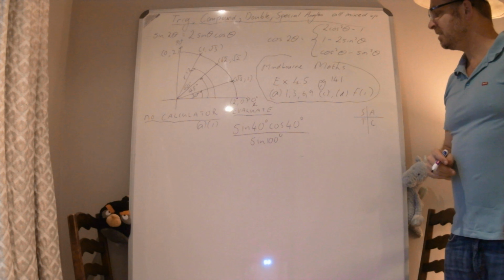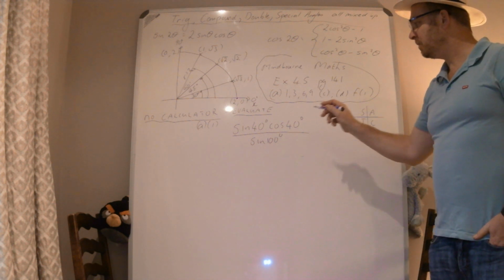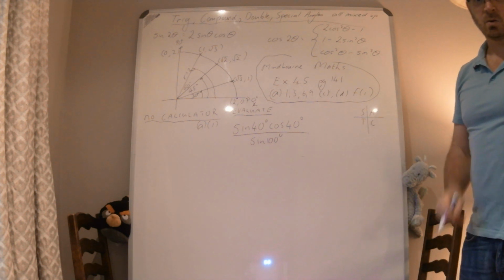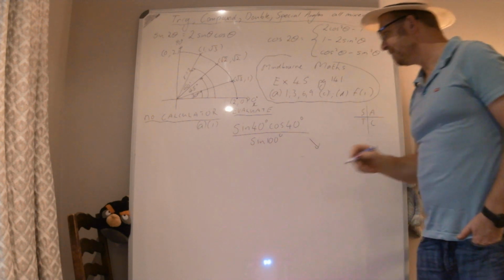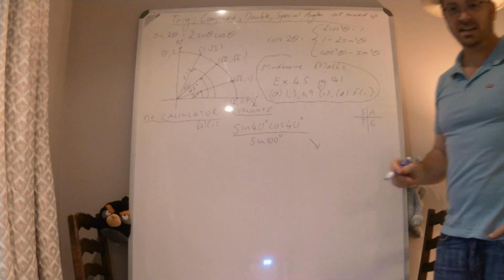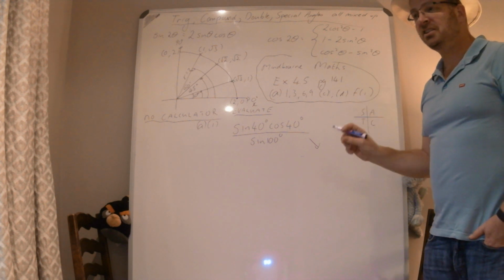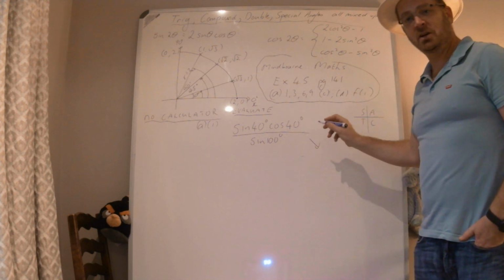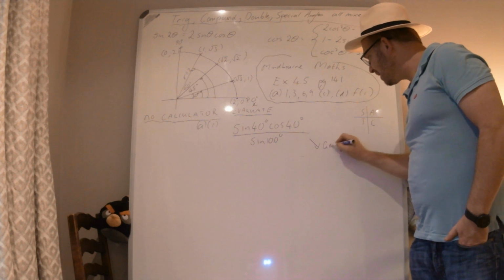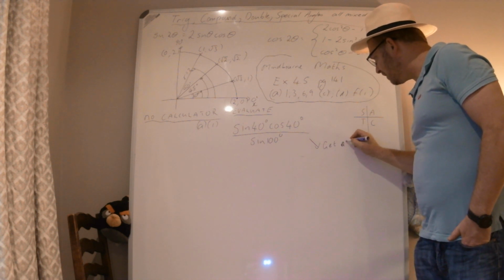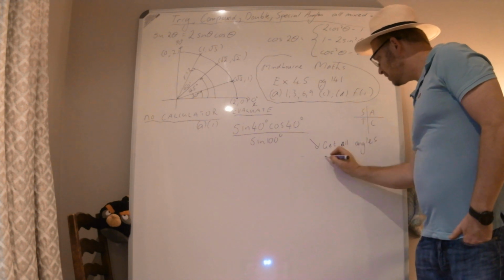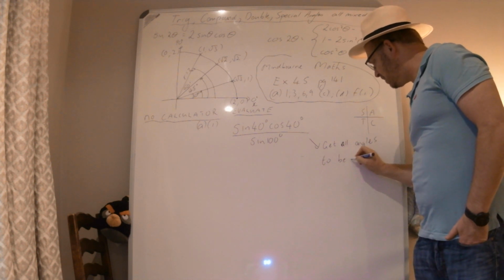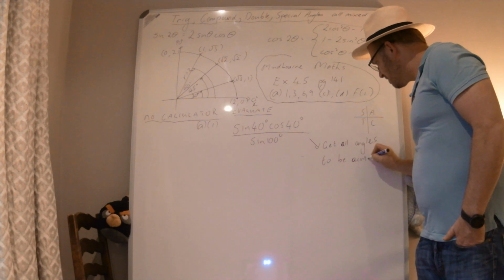So the first question says, evaluate without a calculator sine 40, cos 40, over sine 100. Okay, so give that a go. None of them are special angles yet. My suggestion, your first step you're always going to do in these kind of questions is get all angles to be acute angles.